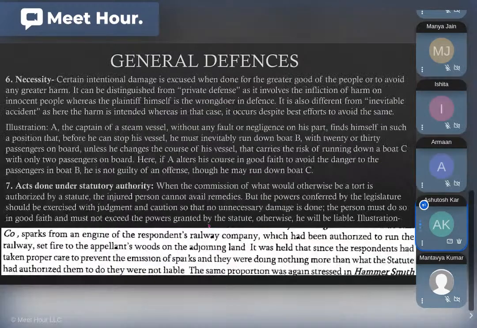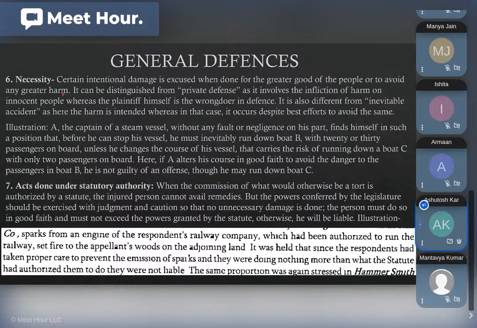So these are the last two defenses which a person can avail under the law of torts. First, the sixth one is necessity. Certain intentional damage is excused when done for the greater good of the people or to avoid any greater harm. That means some damage is being done intentionally, but why is someone doing it? For the greater good of the people, to avoid a bigger harm, he settles for a smaller harm.